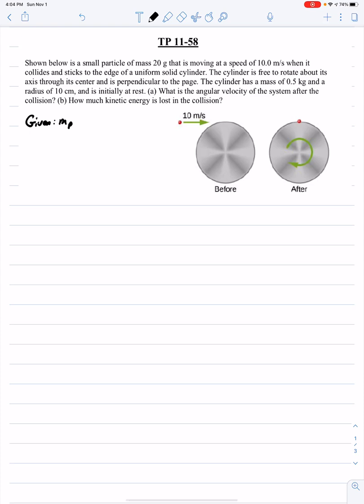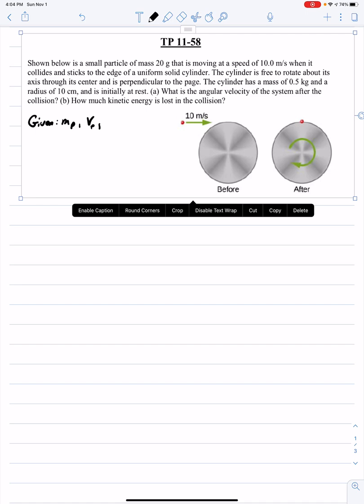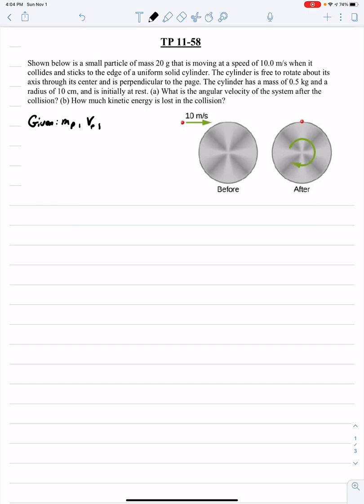Mass of the particle, velocity, moving at a velocity. The particle is moving at a velocity, so we're given that. And then it collides and they stick together. Extremely important. So that means it's an inelastic collision.